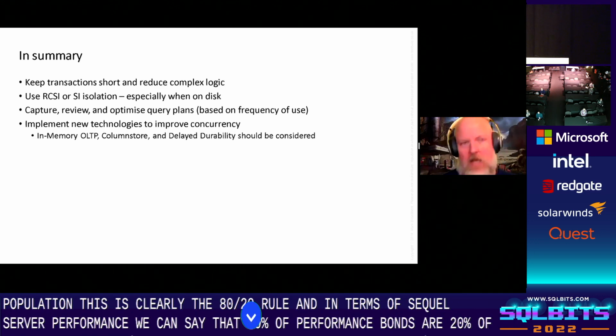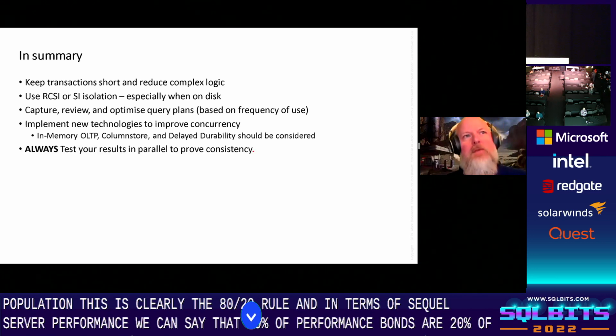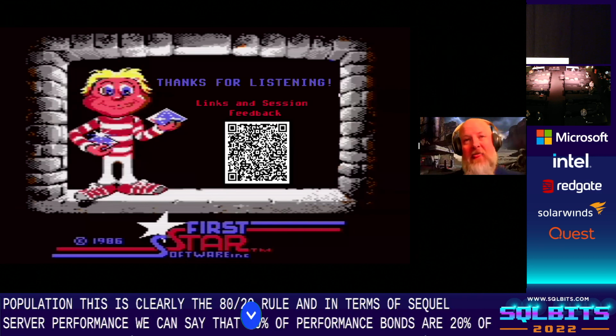And then finally, well, not finally, sorry. Next, we want to implement new technologies to improve concurrency, like one that I've already mentioned, maybe column store, maybe even delayed durability. And then finally, always test your results in parallel to prove that the consistency and performance still continues. That wraps up my session.